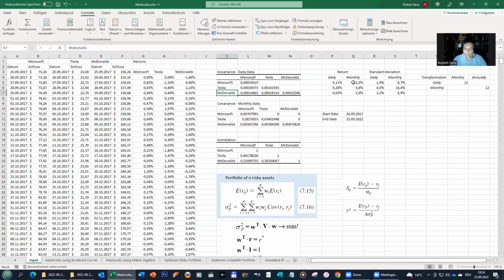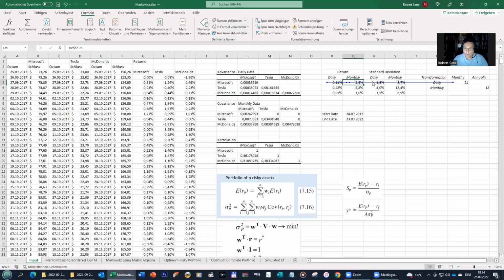Then I transform it into monthly data. So I calculate the daily data, and I multiply the daily data by 21. So this gives me then the monthly data. As you know, it's not super precise, but as it's about expectations anyway, we don't want to be super precise. That's a waste of energy and a waste of time.